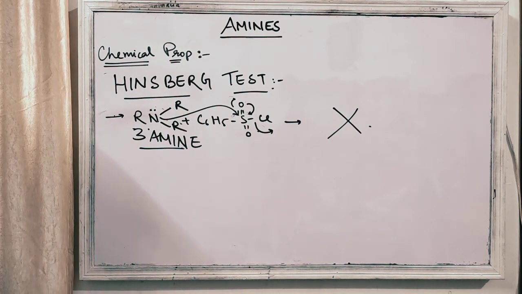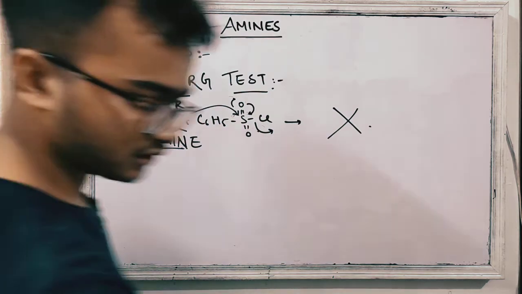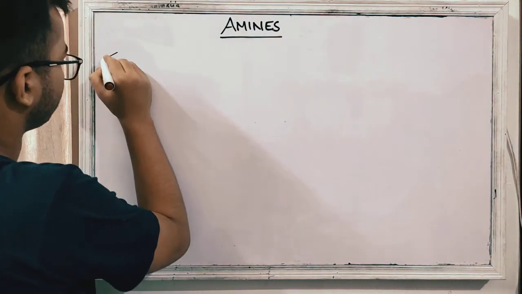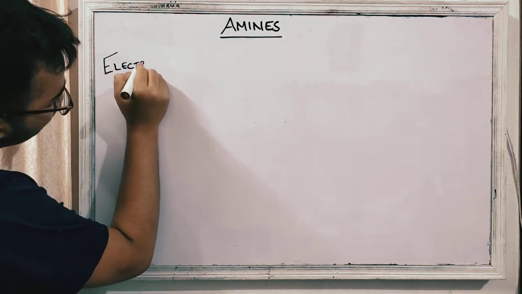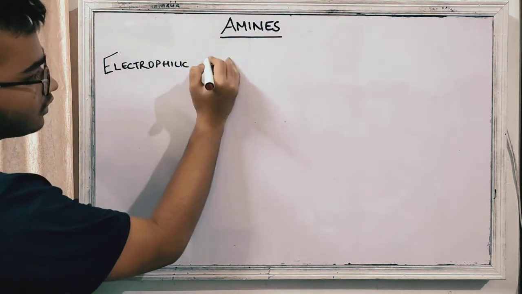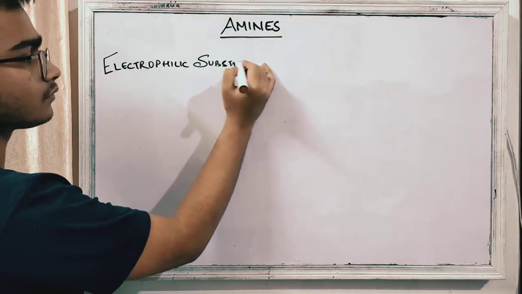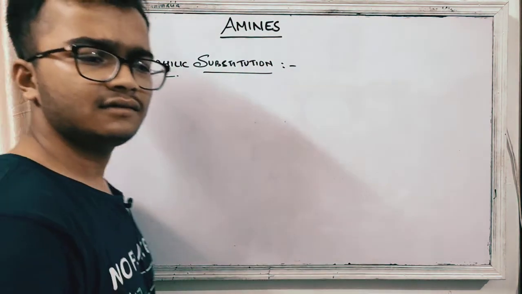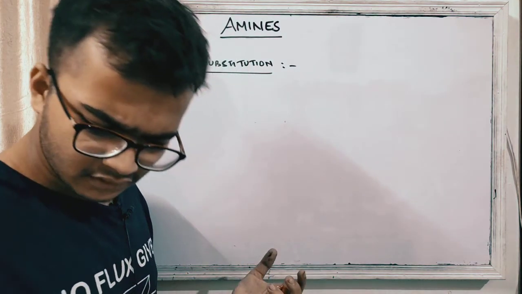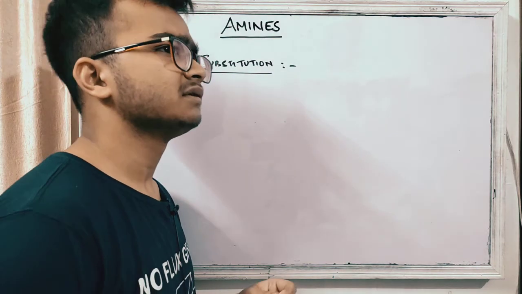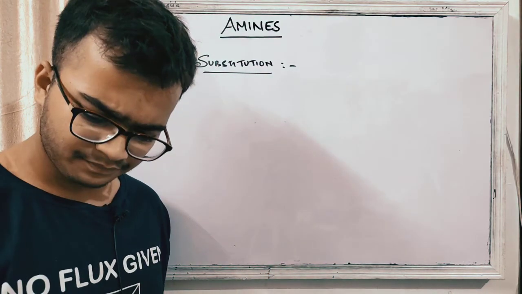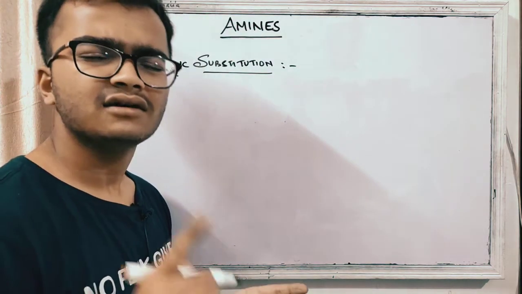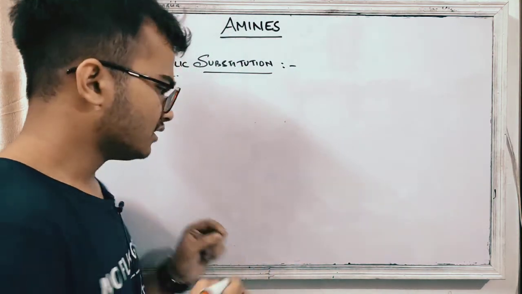Now we will study the electrophilic substitution of amine. Okay, so give the heading electrophilic substitution of amine. Now I have to remember that amines are highly susceptible, or the NH2 group in the amines is a highly ortho-para directing group, and electrophilic substitution occurs at the ortho and para positions. We will understand this. What is the ortho and the para position?